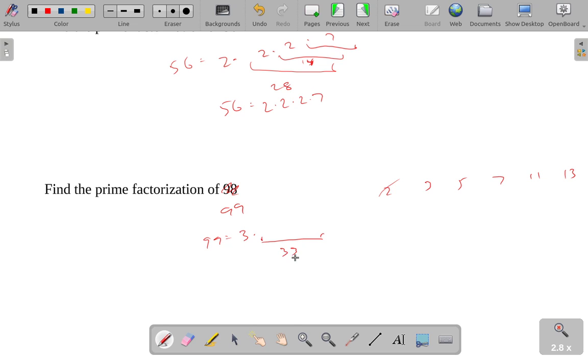33 is now the thing I'm factoring. So 33 is definitely divisible by 3. It's 3 times 11. And 11 is on my prime number list, so there you go. It's 3 times 3 times 11.